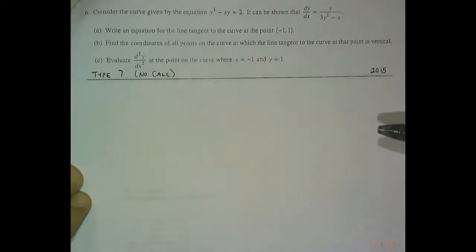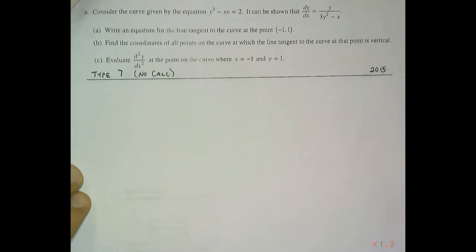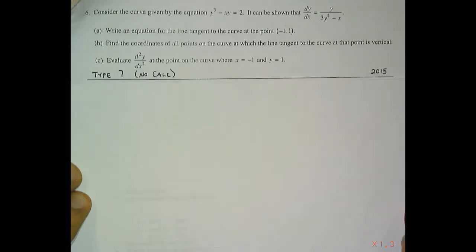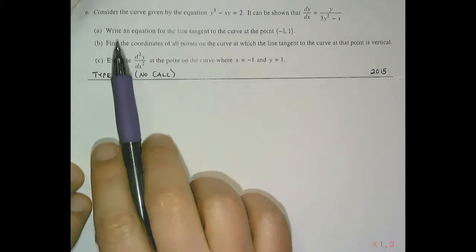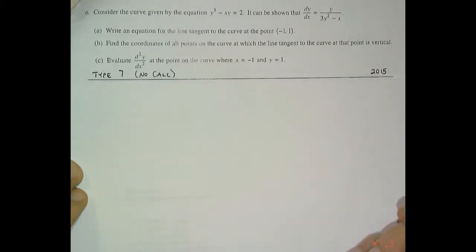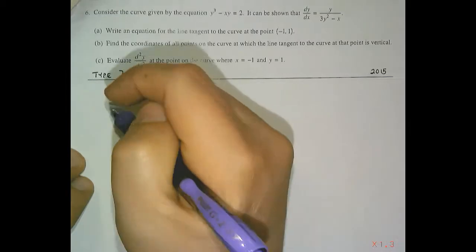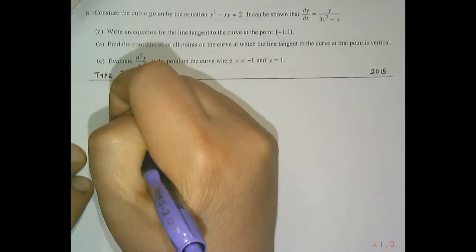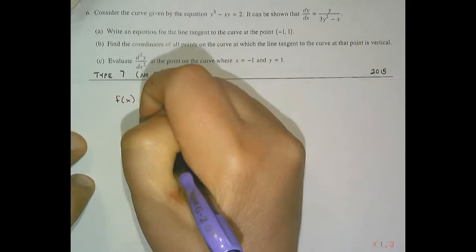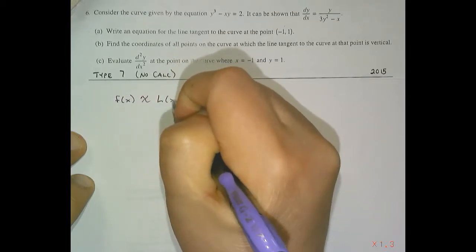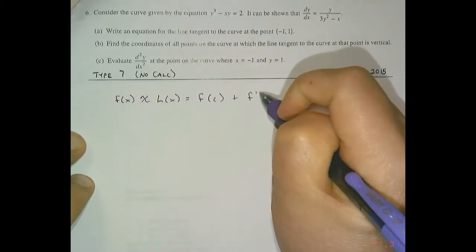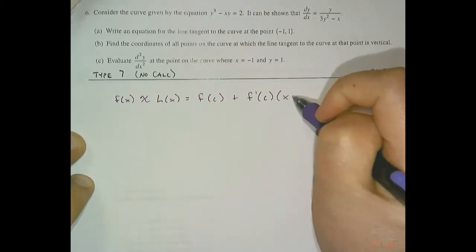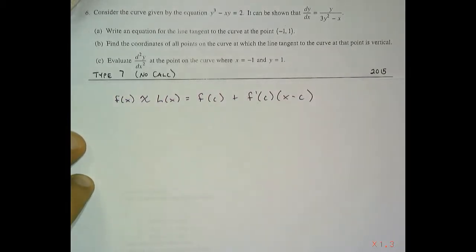So going back to the 2015 test, this is a type 7 question. It doesn't really fall in any category, so you're going to see very random stuff in type 7. Writing an equation of a line is basic calculus. That's where we started our year from: a function can be approximated by the line f of the center plus f prime of the center times x minus the center.